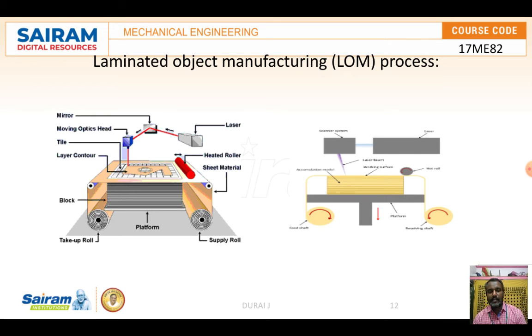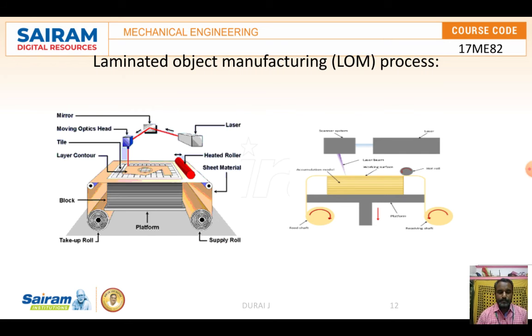In the laminated object manufacturing system, the process was developed by Helisys in Torrance, California in the year 1998, which is a layer additive process. In this process, the material consists of laminated sheets coated with thermoplastic adhesive and rolled upon spools. Okay, so that will be shown in the figure.